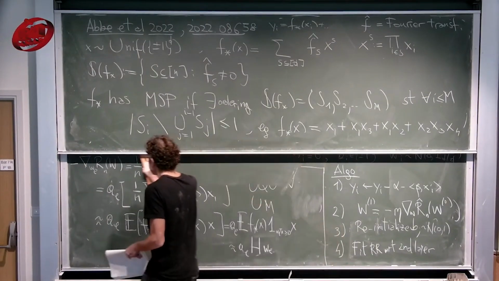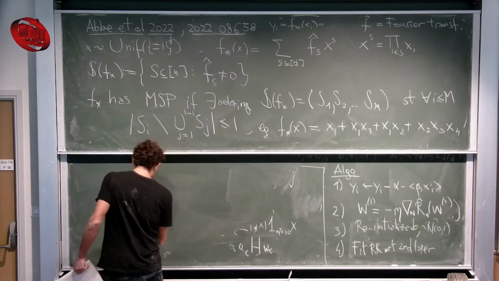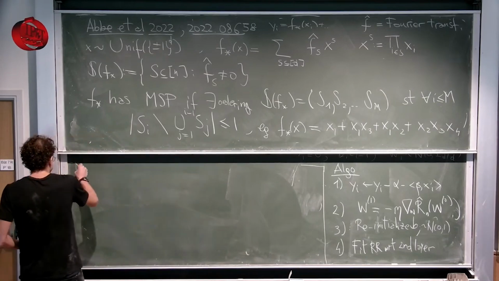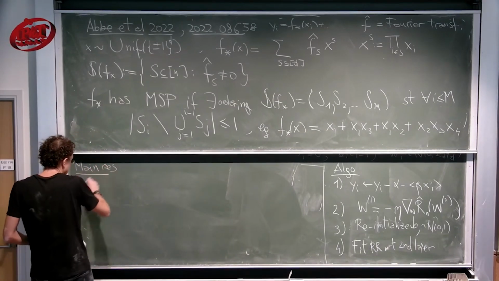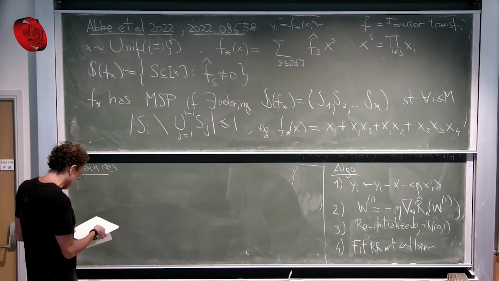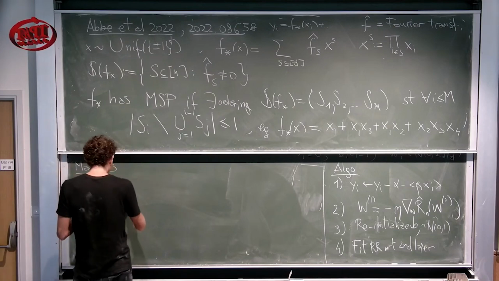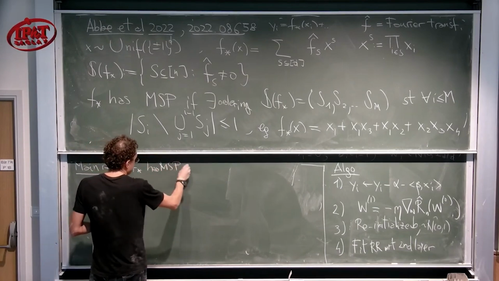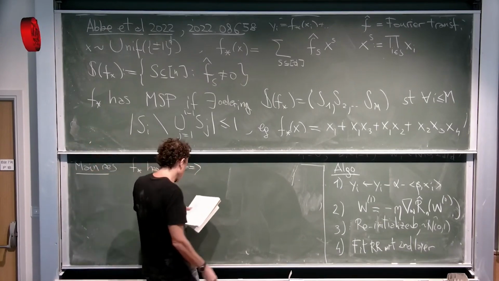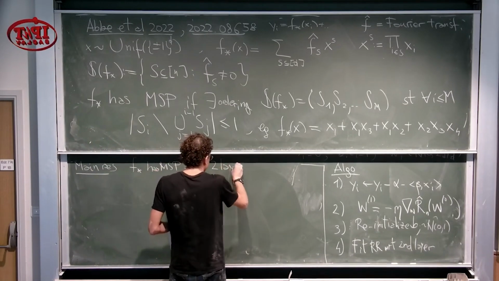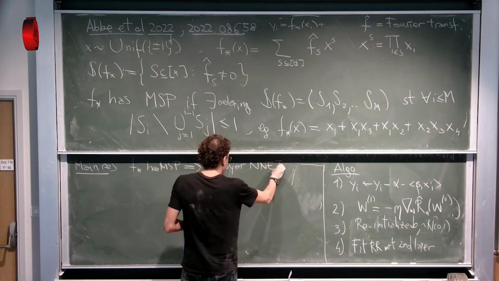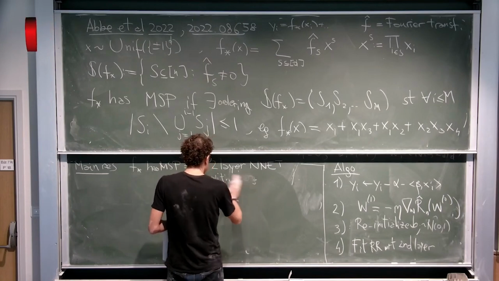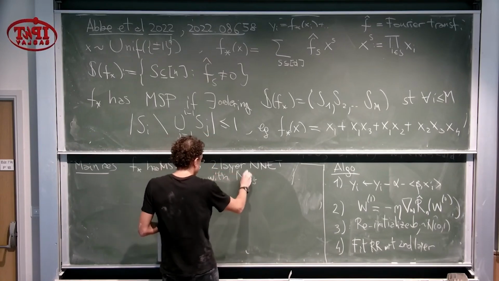And the main result of this paper, they also have lower bounds that match this upper bound, but the main upper bound result is that if f star has the merged staircase property, then the two layer neural net trained by SGD learns it, if the number of neurons is large enough.